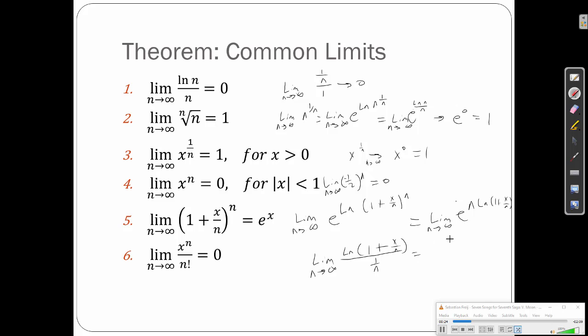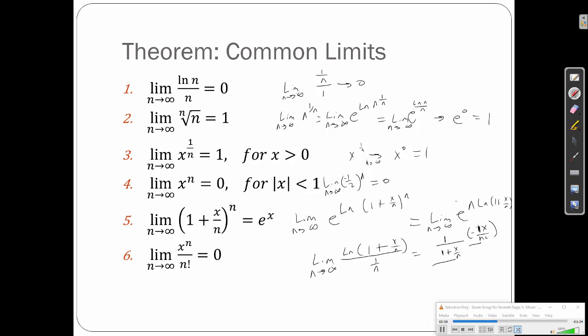So if you do L'Hopital's rule, that will be 1 over 1 plus x over n, times the derivative of the inside with respect to n, which would be negative x over n squared.